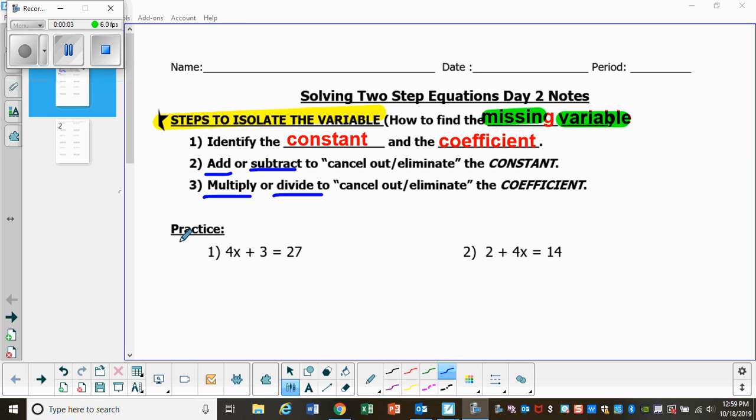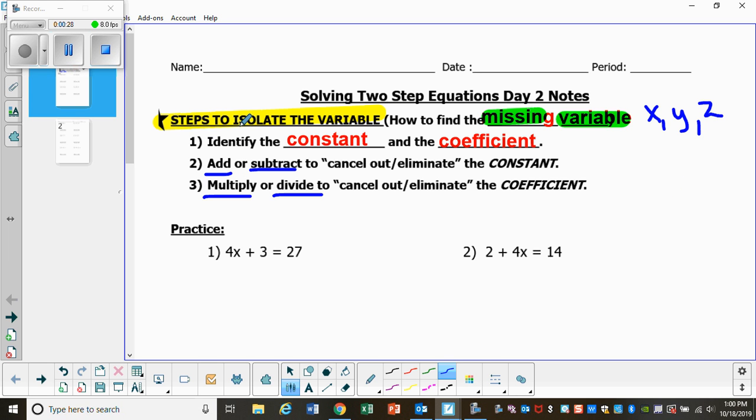Okay, today we're going to solve two-step equations again, but this time we're going to be focusing more on coefficients that are negative. So we're going to have some negatives involved. These are the steps to isolate the variable. Isolating the variable just means finding the missing variable, whether it be x or y or z or any of the 26 letters in the alphabet. We are just trying to find what number it represents.